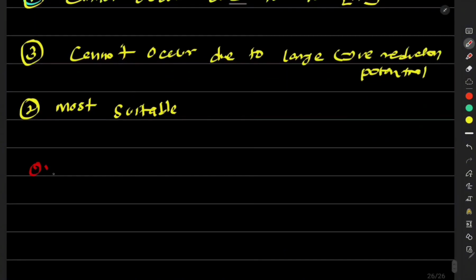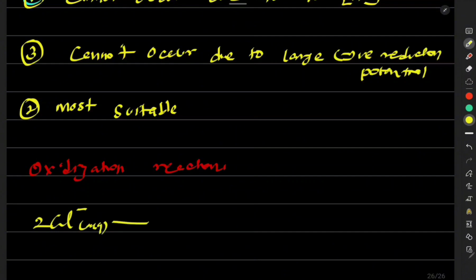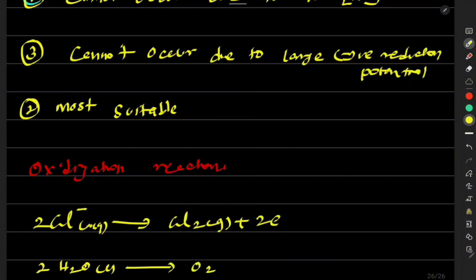Okay, now let's look at the possible oxidation reactions. The first one: 2Cl⁻(aq) forms Cl₂(g) plus 2 electrons, and 2H₂O(l) forms O₂(g) plus 4H⁺(aq) plus 4 electrons.